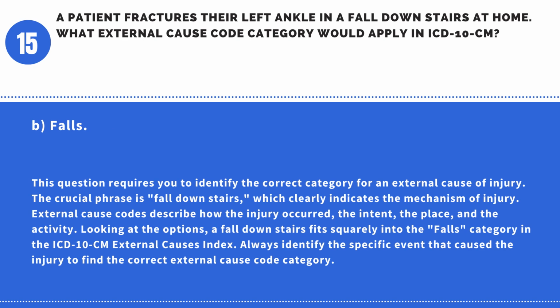Answer: B. Falls. This question requires you to identify the correct category for an external cause of injury. The crucial phrase is fall down stairs, which clearly indicates the mechanism of injury. External cause codes describe how the injury occurred, the intent, the place, and the activity. Looking at the options, a fall down stairs fits squarely into the falls category in the ICD-10-CM External Causes Index. Always identify the specific event that caused the injury to find the correct external cause code category.